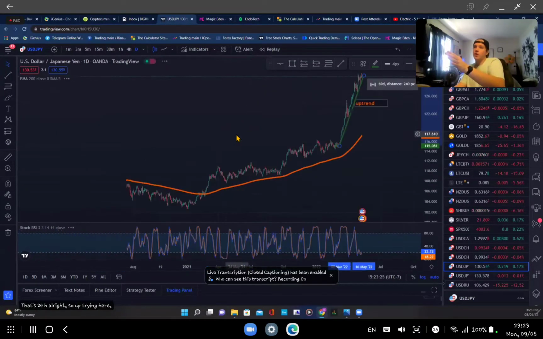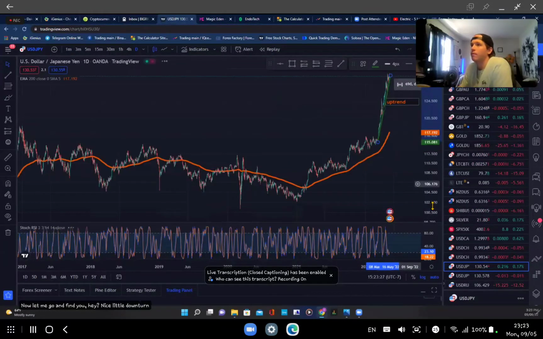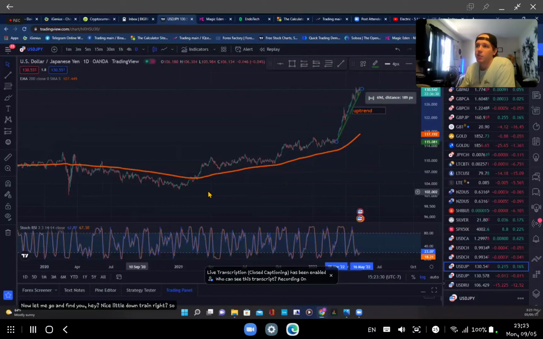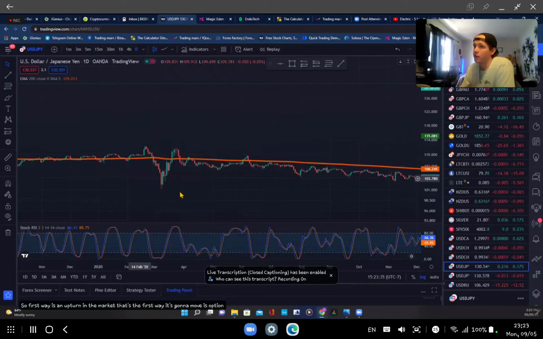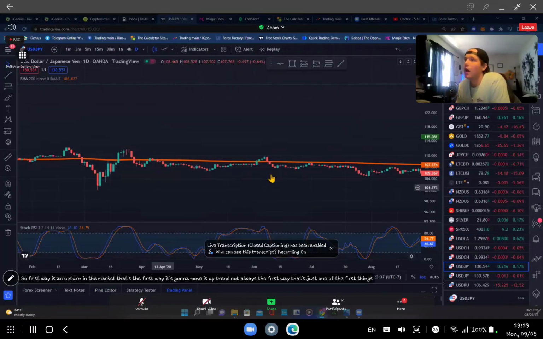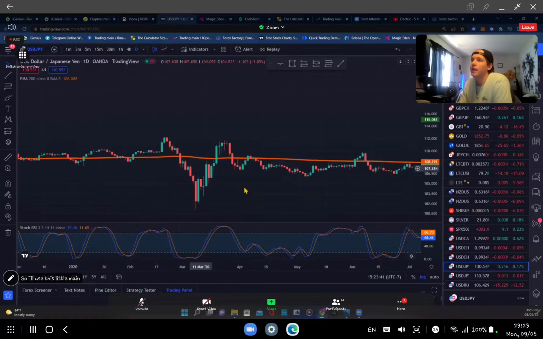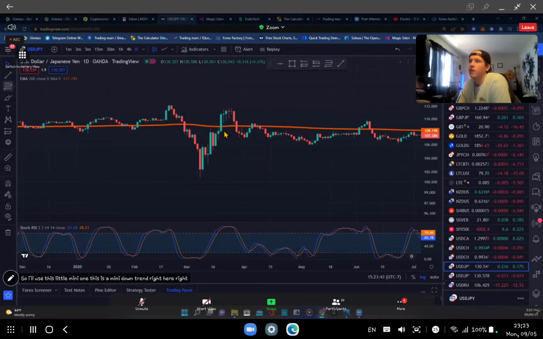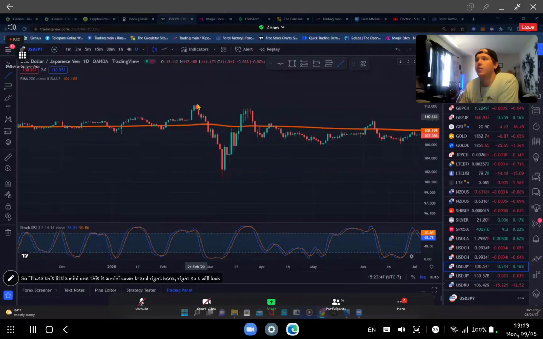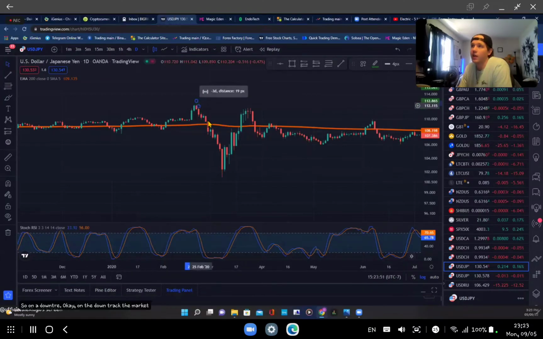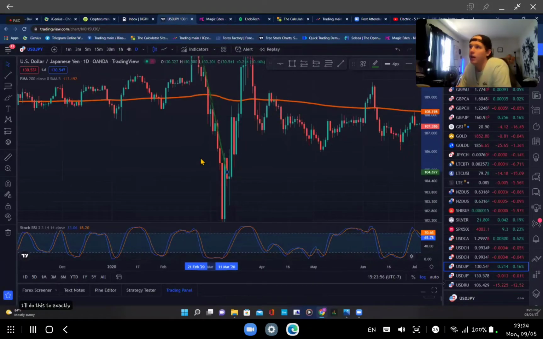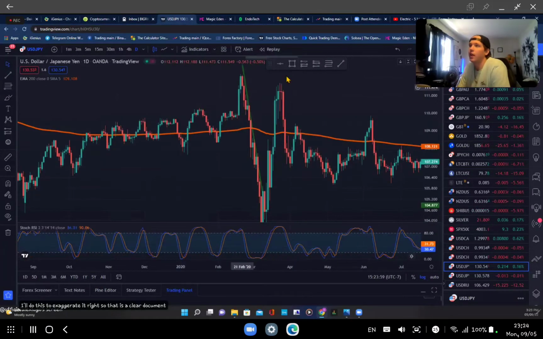Now let me go and find you a nice little downtrend. So the first way the market can move is an uptrend, and not always the first way, that's just one of the options. I'll use this little mini one. This is a mini downtrend right here. On a downtrend, the sellers are winning, and usually they're a little bit longer than that. I'll do this to exaggerate it. So that is a clear downtrend and then an uptrend. So sellers are winning here.